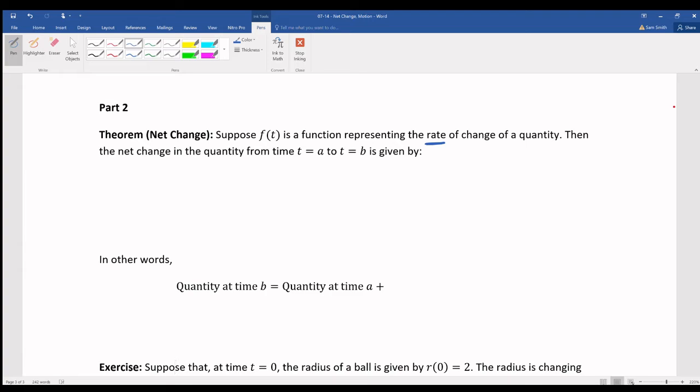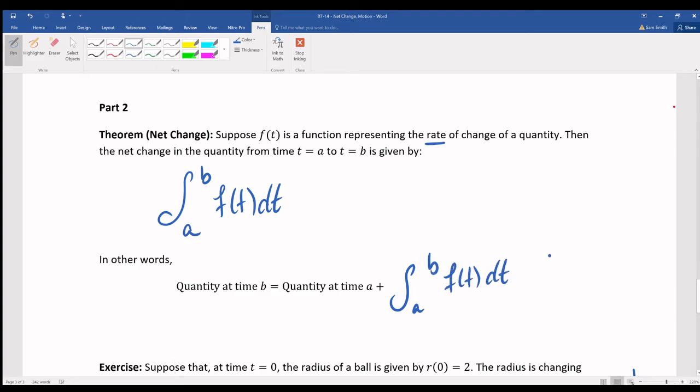If you want the net change in the amount that you have from starting time A to final time B, then you can just take the definite integral from A to B of f of t with respect to time, and that will be the net change in the amount of the function. So let us rephrase that. If you want the quantity at time B, and you know the quantity at time A, you can just add the net change to find the new amount that you have at some later time.